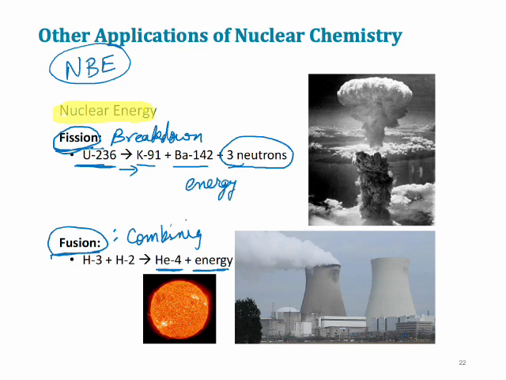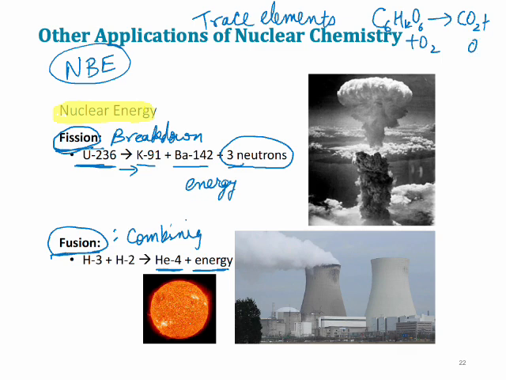Nuclear chemistry is also used to trace elements. For instance, how do we know that in our body, when we breathe in, all the glucose, C6H12O6, reacts with oxygen and gets converted to CO2 and water, right? This is our respiration. Glucose with oxygen gives us CO2 and water.